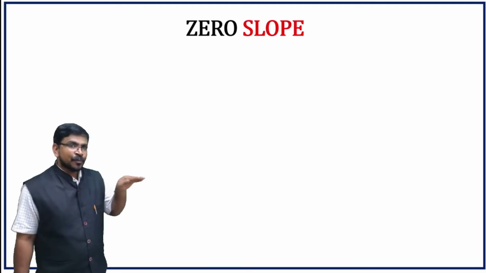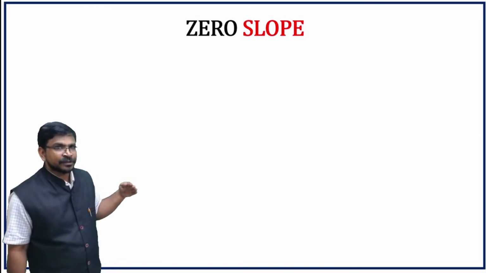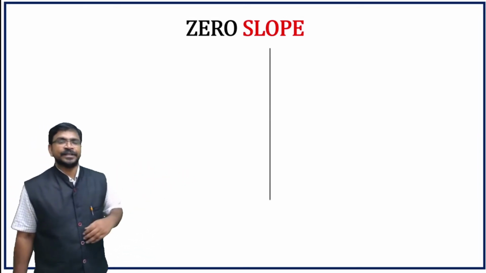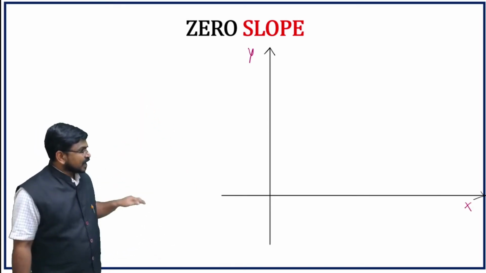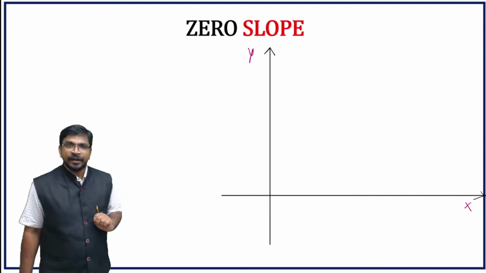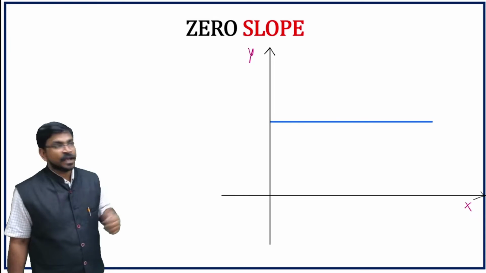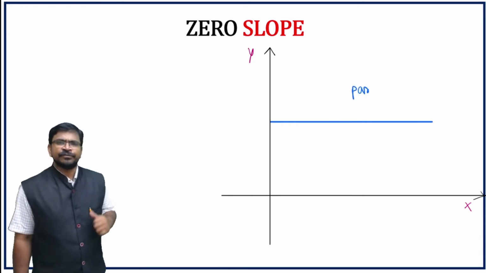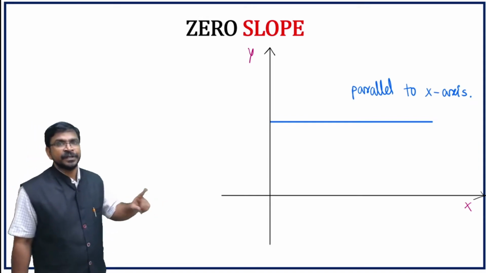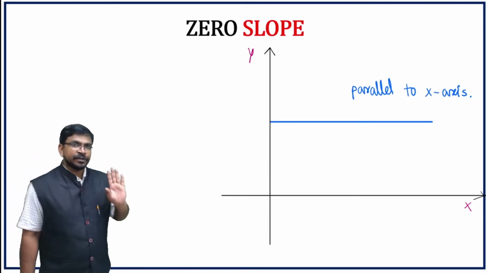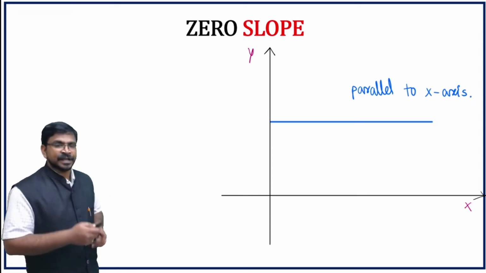So the slope of the graph or straight line is 0 means what? It is parallel to the x-axis. So if I take the coordinate geometry like y-axis and x-axis, and here zero slope means the graph should be parallel to the x-axis as shown on the graph here. This is very simple. Parallel to x-axis means parallel to the horizontal axis means zero slope. Whenever you get zero slope for any quantity, then the graph will always be parallel to the x-axis.